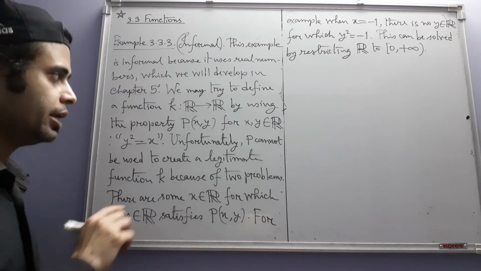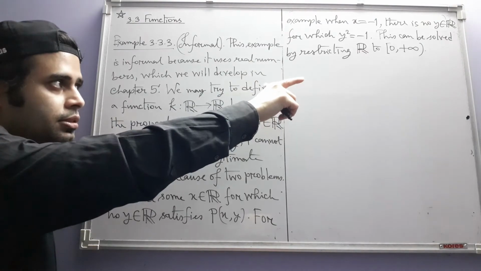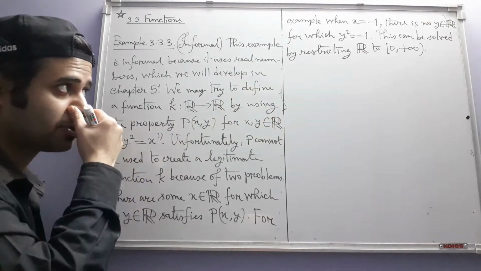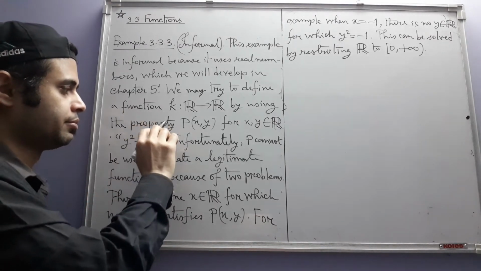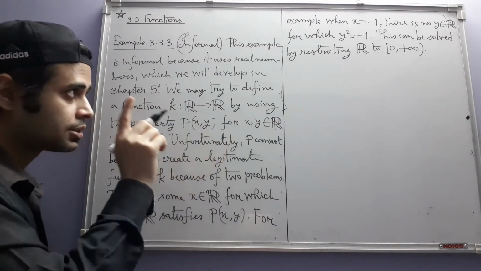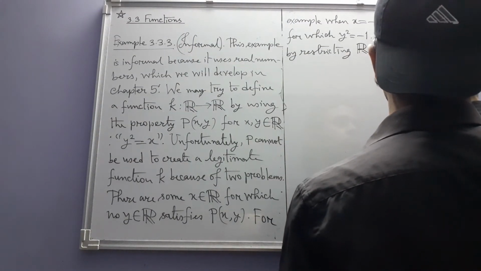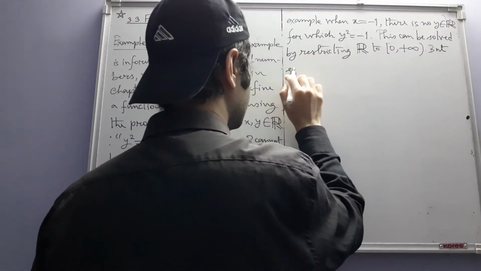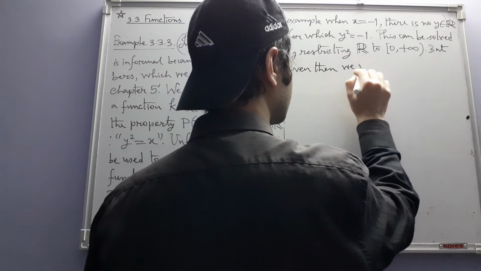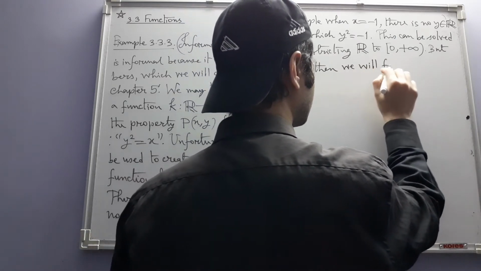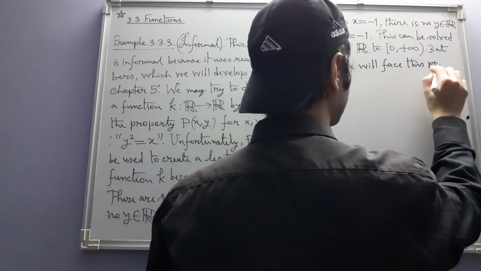But even if you do that, in place of R, if you now have this closed ray, we may call it a closed ray. Why we call it a closed ray? We will see those things later on. So even if we do this, still there is a problem. That is the second problem. But even then, we will face this problem.